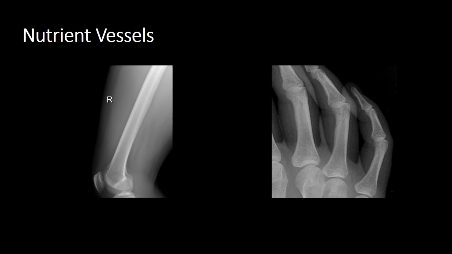It should not involve the cortex. So the cortex is nice and smooth. There's no disruption. Familiarise yourself by learning to identify them on your hands, your femurs and your elbow views.